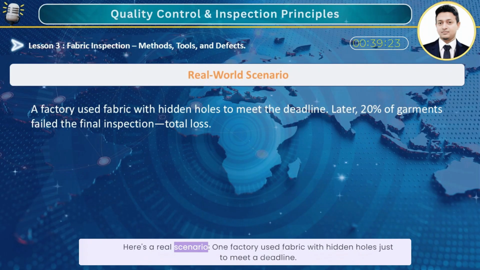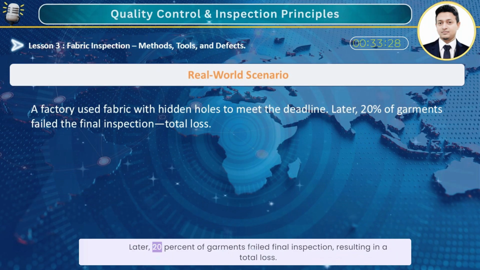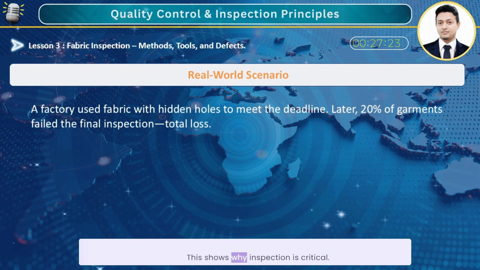Here's a real scenario. One factory used fabric with hidden holes just to meet a deadline. Later, 20% of garments failed final inspection, resulting in a total loss. This shows why inspection is critical.